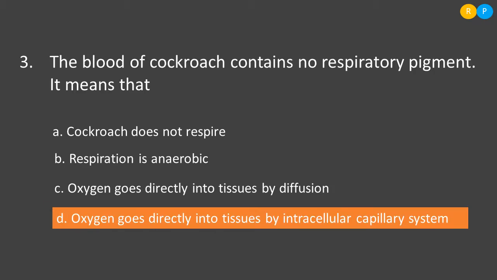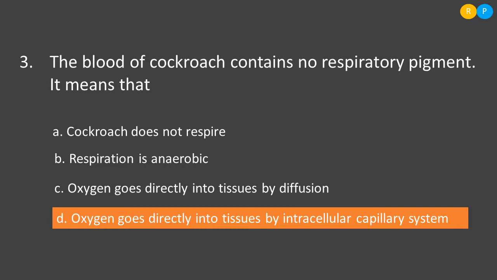The third question is, the blood of cockroach contains no respiratory pigment. It means that in some organisms we can see the presence of respiratory pigments. The main function of this pigment is to carry oxygen to different parts of the body. But in the cockroach there is no respiratory pigment. Then how does it circulate oxygen?